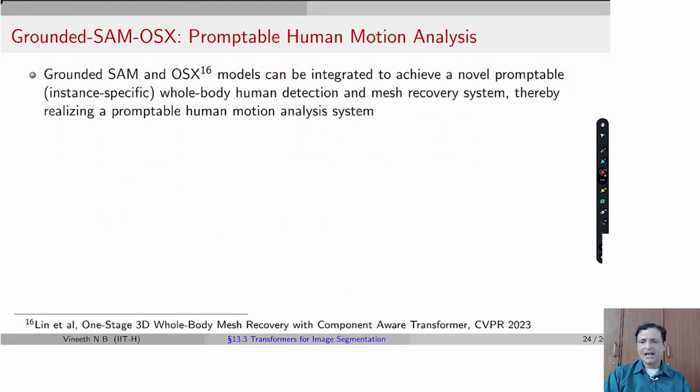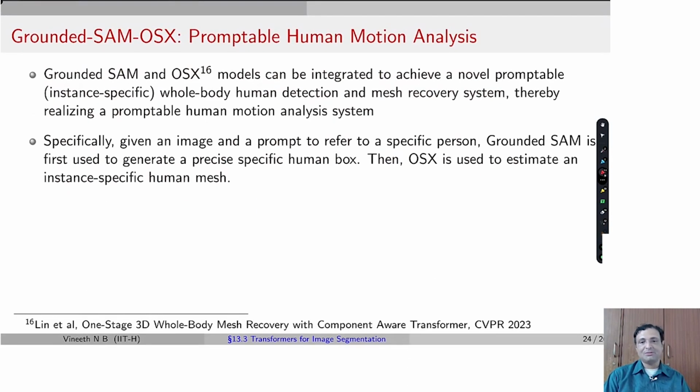Just one more interesting application of Grounded SAM is where they combined Grounded SAM and another approach called OSX, which gets human body meshes from a given image, and they use this to obtain a promptable human detection and mesh recovery system. This realizes a promptable human motion analysis system itself.